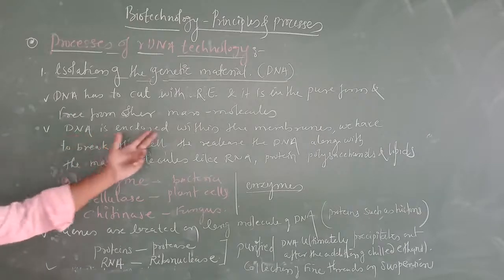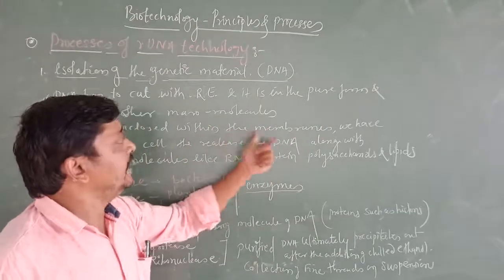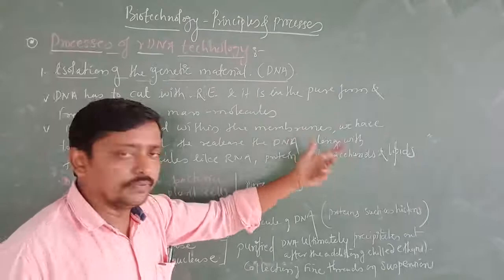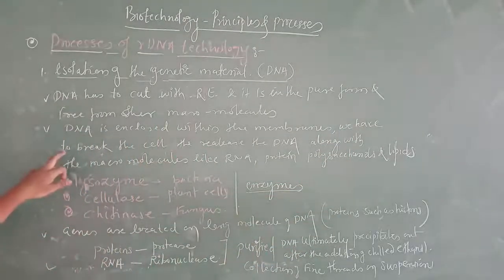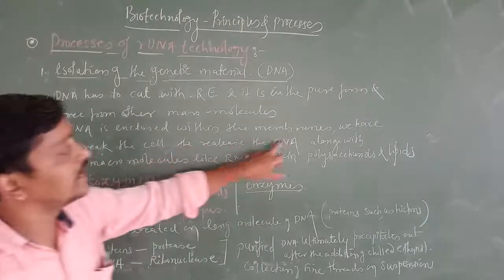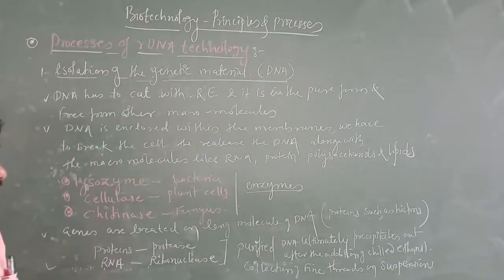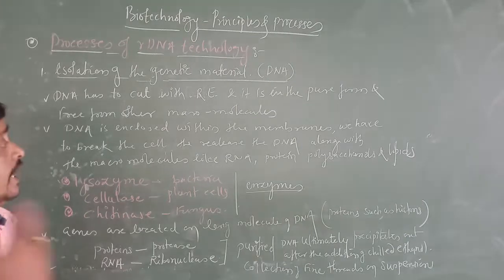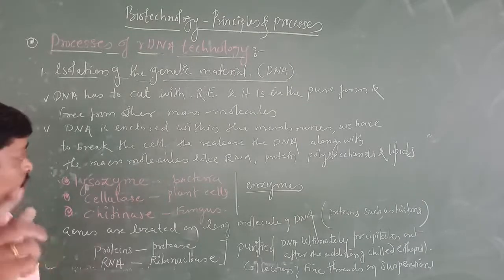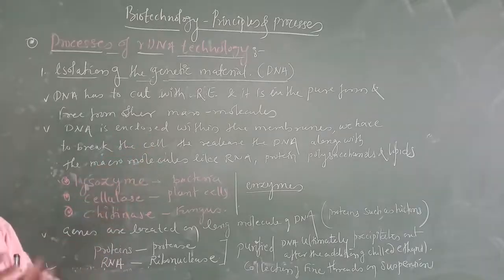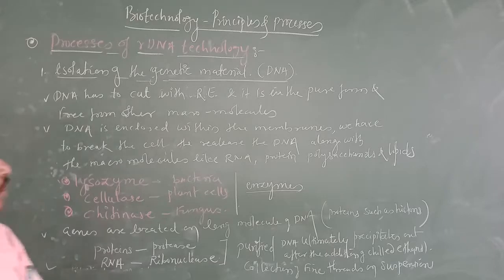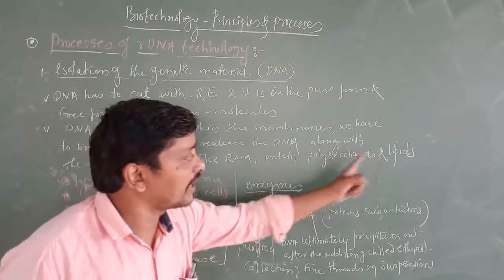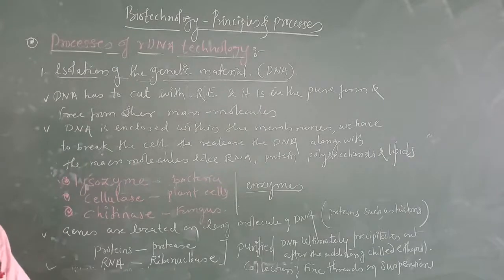Now, the DNA is enclosed within the cell membrane and many other membranes, like the nuclear membrane. We have to break the cell and release the DNA, and at that time the DNA is released along with the macromolecules. What are those macromolecules? RNA, proteins, polysaccharides, and lipids.